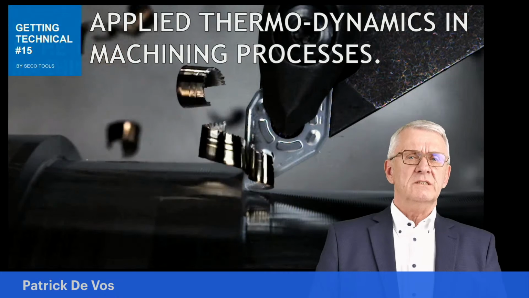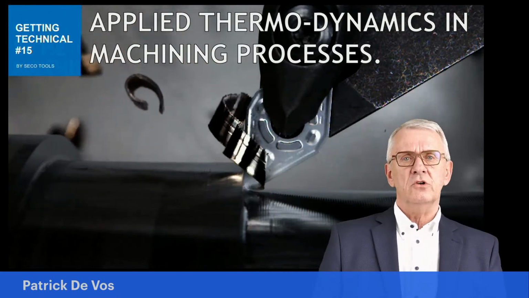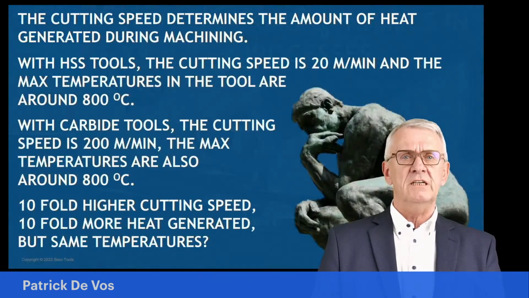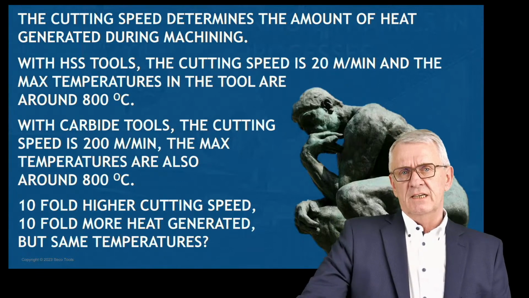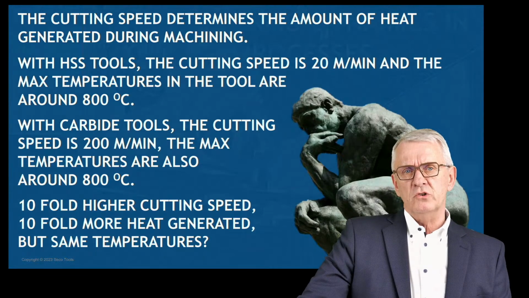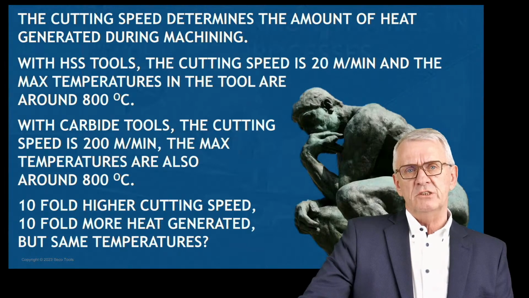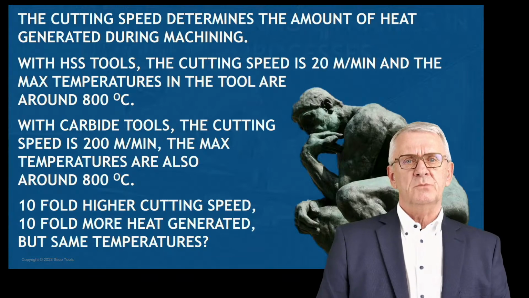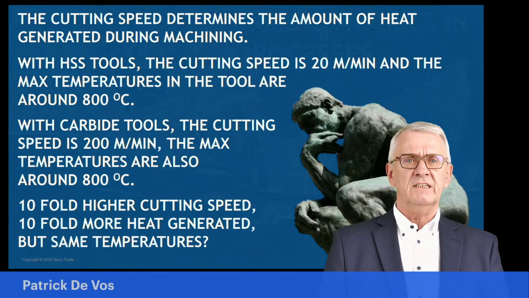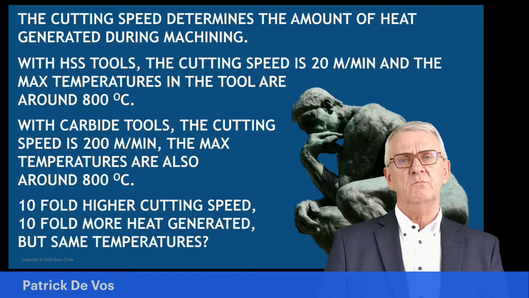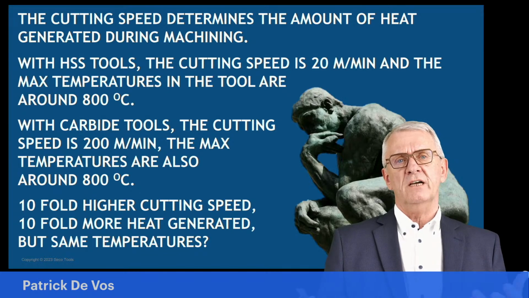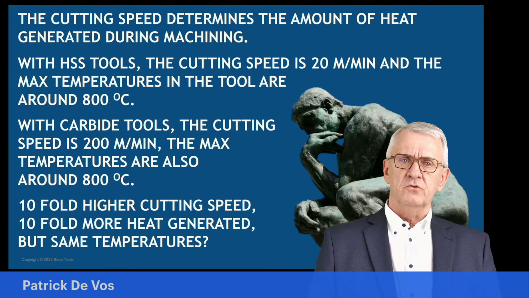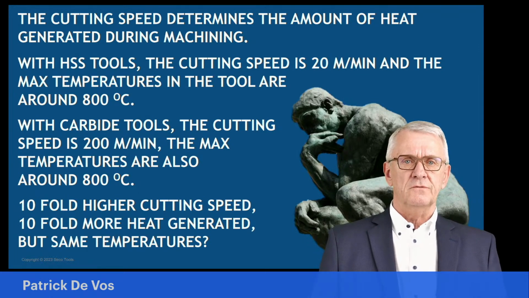Today, we talk about expensive words, applied thermodynamics in machining processes. We talk about heat and temperature. And we are going to learn in this session that cutting speed is perhaps the most important cutting condition when it comes to the amount of heat which is generated during machining. If we look to high-speed steel tools from a long time ago, cutting speeds were around 20 meters per minute or something like that. And in those situations, the maximum temperatures in cutting tools which were observed were around 800 degrees Celsius. With carbide tools of today, which we use with nominal cutting speeds of 200 meters per minute or even more, the maximum temperatures we observe are also around 800 degrees Celsius.